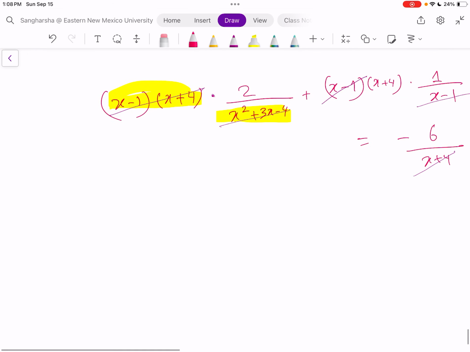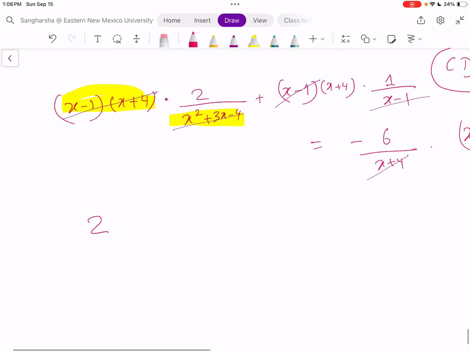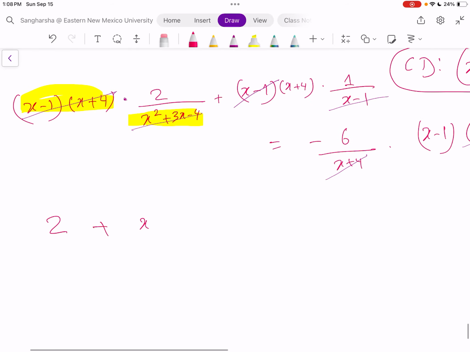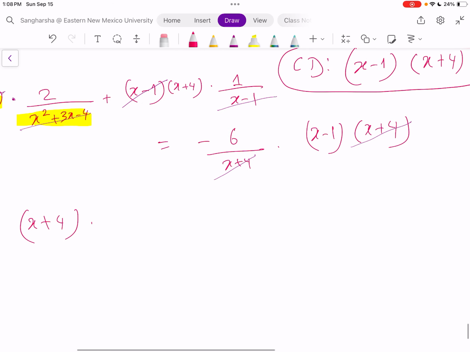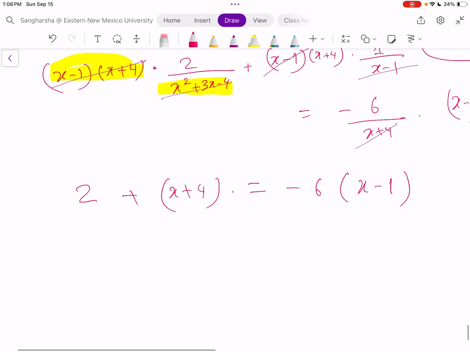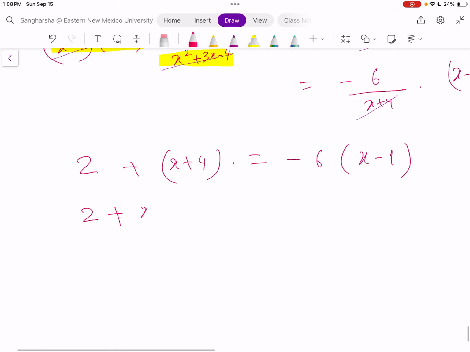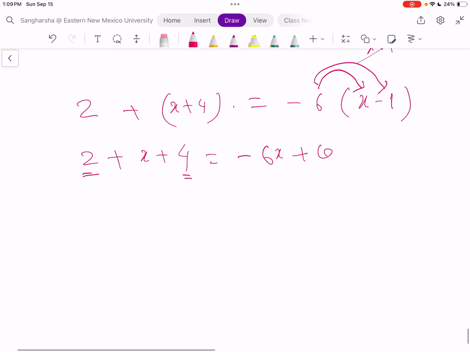Now let's write the remaining. We have 2 remaining from the first expression plus x plus 4 times 1 from the second expression, and on the right side we have negative 6 times x minus 1 remaining. Now we simplify this. We have 2 plus x plus 4 equals, you distribute negative 6, so negative 6x, negative 6 times negative 1, positive 6. These two are like terms, 2 plus 4 is 6, plus x equals negative 6x plus 6.